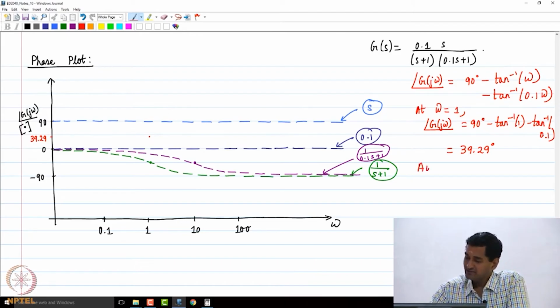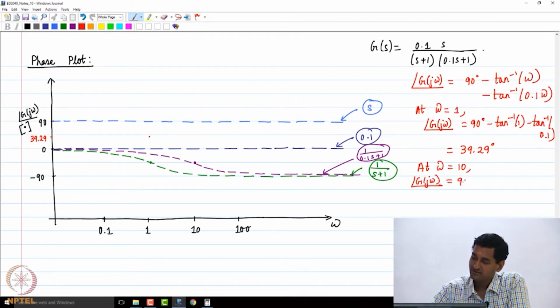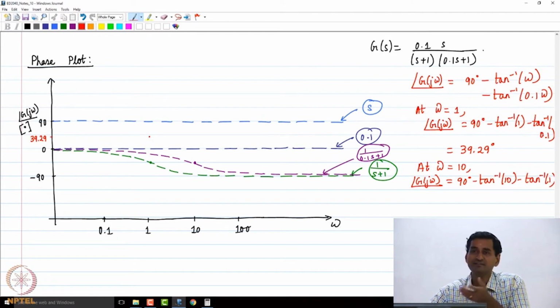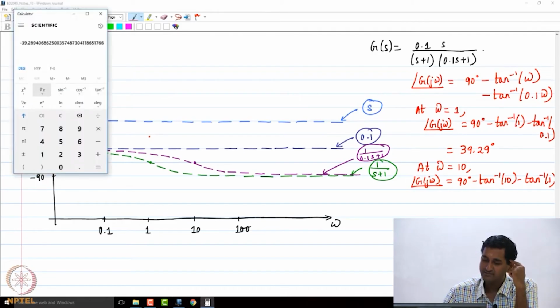Now at omega equals 10, what do we get? The phase of G of j omega is going to be equal to 90 degrees minus tan inverse of 10 minus tan inverse of 1, right. That is what we will have. So tan inverse of 1, the third term now, is 45 degrees. What is tan inverse of 10? Let us calculate. So tan inverse of 10 is this, then I add 45, then I take the negative of this and then I add 90.